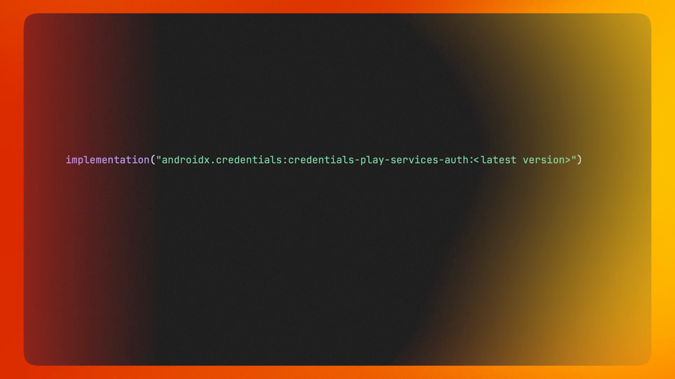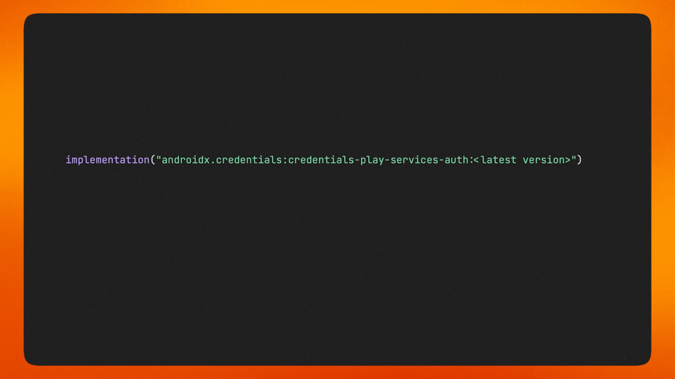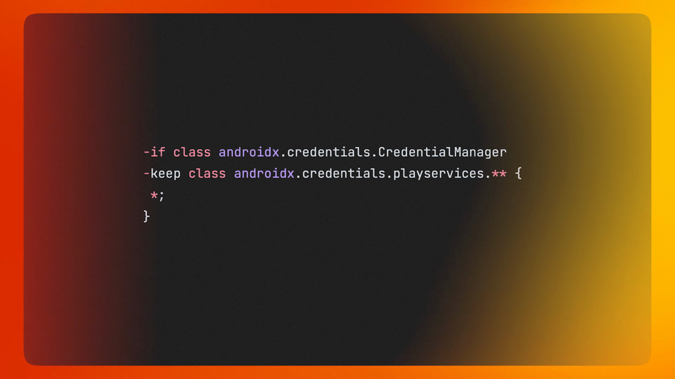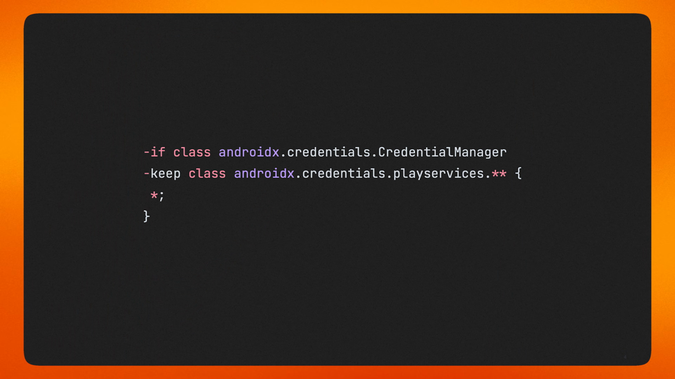So let's start with adding the dependencies to the app-level Gradle file. First, add the Google Play Services SDK. Then, add the Credential Manager dependencies using the latest version. Next, get ready for production by adding the Play Services classes to your ProGuard file. To do so, open your module's ProGuard rules file and add this directive. And now you're ready to work on the Credential Manager UI.